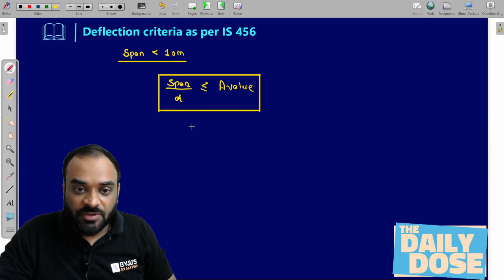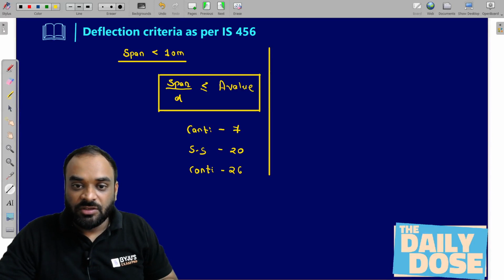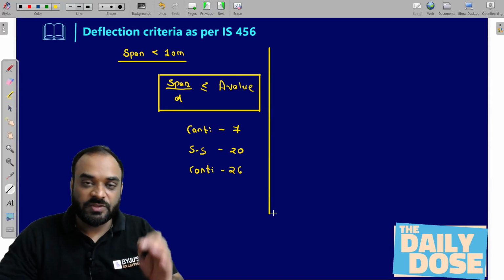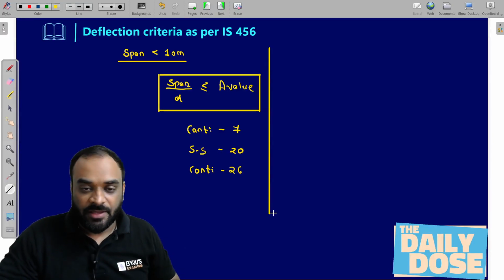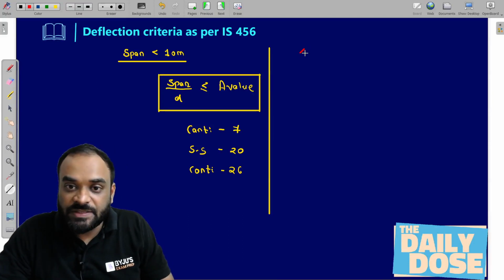Now what are the various A values we have? For a cantilever beam, the A value will be 7. For a simply supported beam, it is 20. And for a continuous beam, it is 26. So these are the values recommended by IS 456 for these types of beam when their span is less than 10 meter.